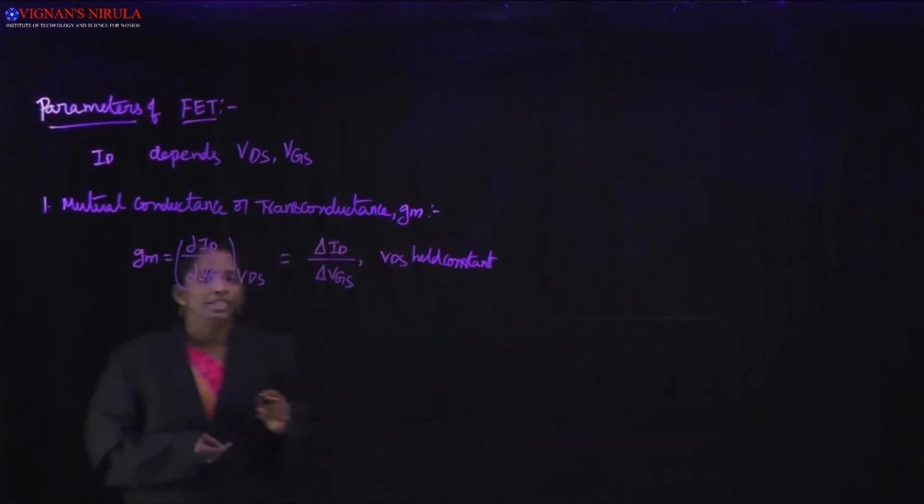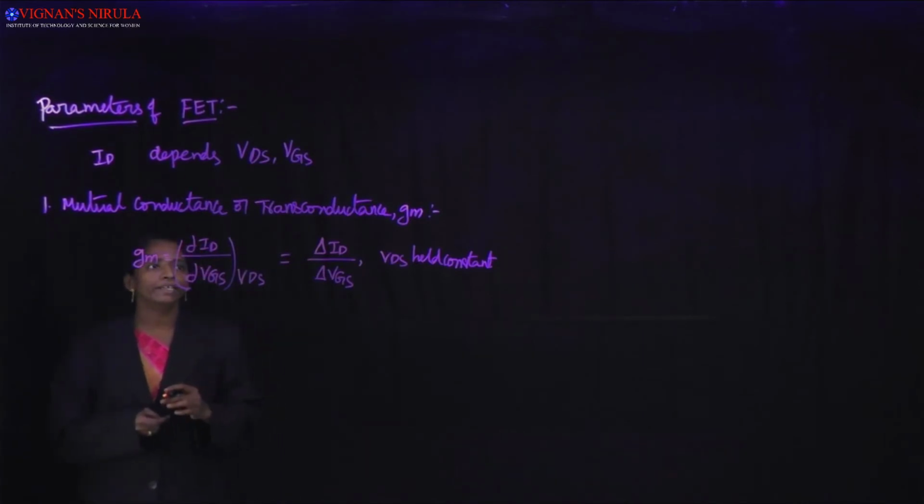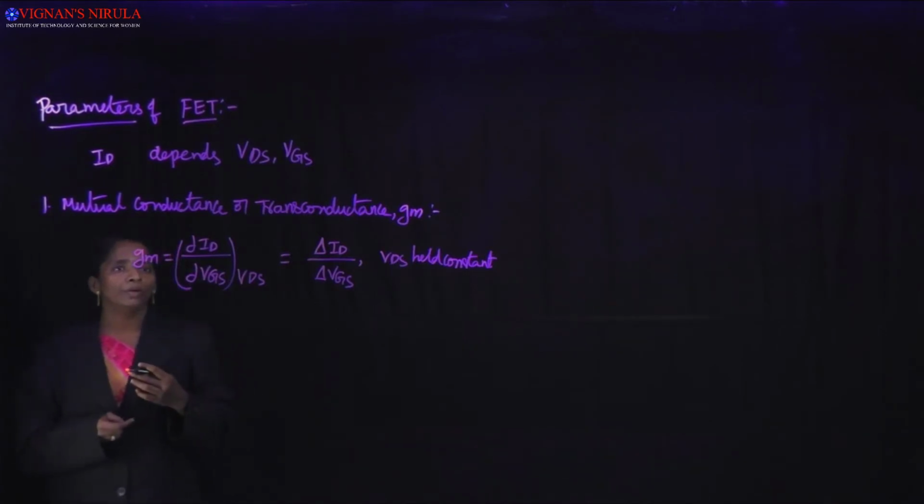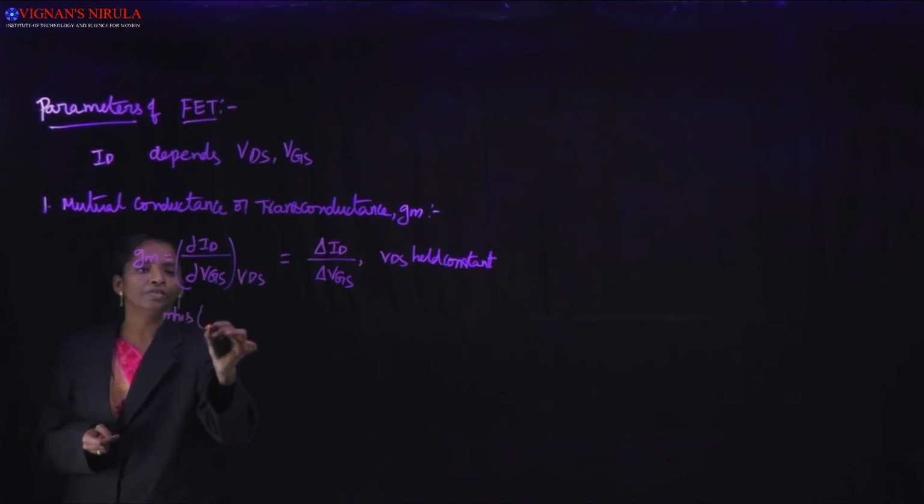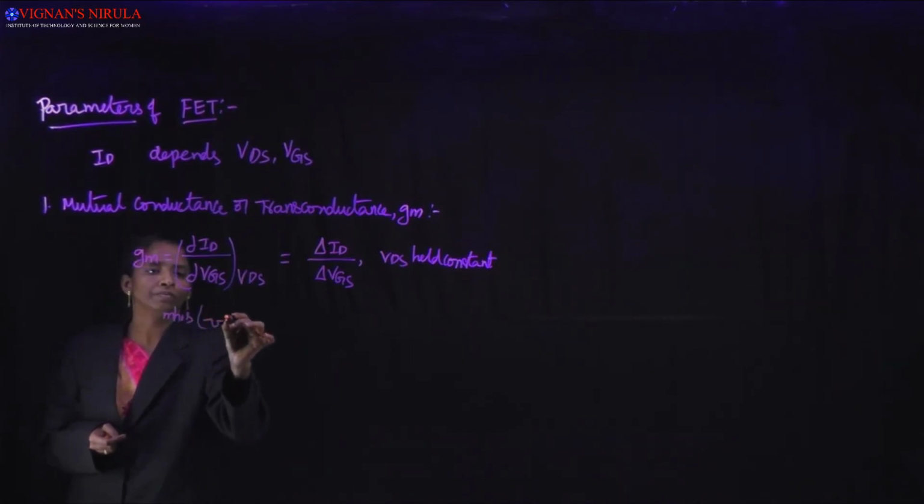So GM is the mutual conductance or transconductance. It is the ratio of small change in output current, that is dou ID, divided by dou VGS. VGS is the input voltage. It is the ratio of change in output current divided by change in input voltage. The unit of GM is mhos.